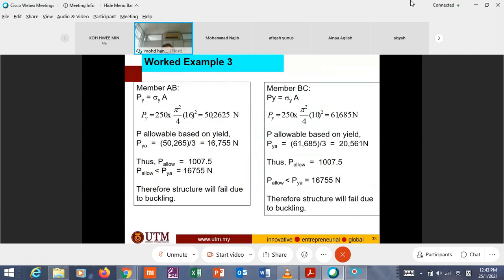Okay. We have two members, member AB and member BC. For member AB, this is the allowable. For member BC, yeah, member BC. For member AB, 16,000. For member BC, 20,000. And P allow.